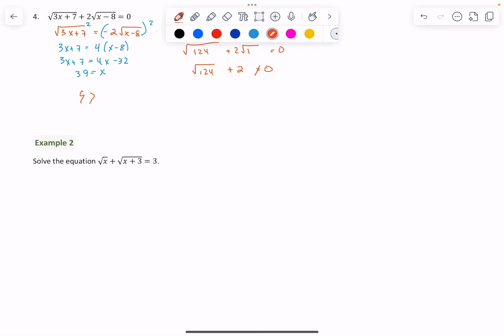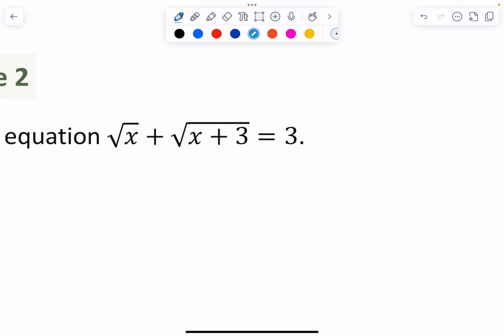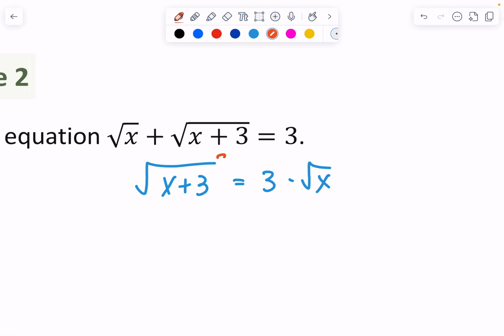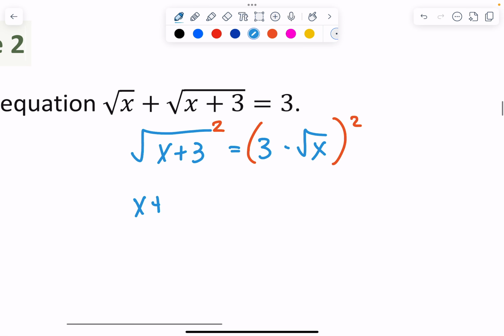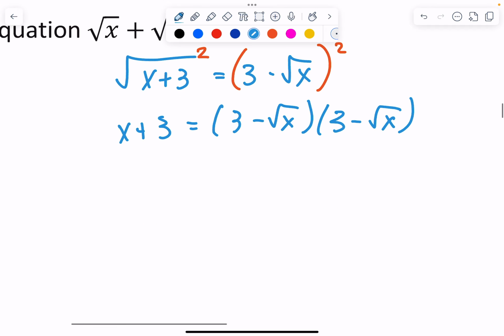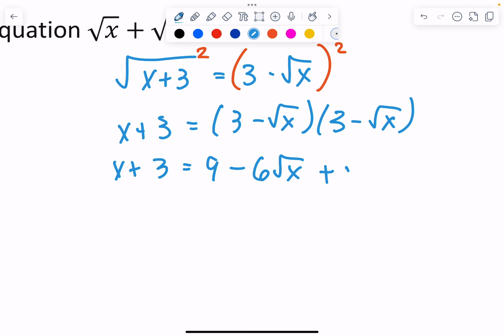Similar to number 4, in example 2, it's impossible for me to isolate both radicals at the same time. So I'm just going to pick one. I always like to deal with the more complicated part, so I'm going to isolate the root x plus 3 first, take care of the more problematic radical, and subtract by root x on both sides. Now I'm going to square both sides so that I can get rid of one radical. That gives me x plus 3. And then on the right, I have 3 minus root x times 3 minus root x. So when I FOIL that, I'm going to get 9 minus 6 root x plus x.